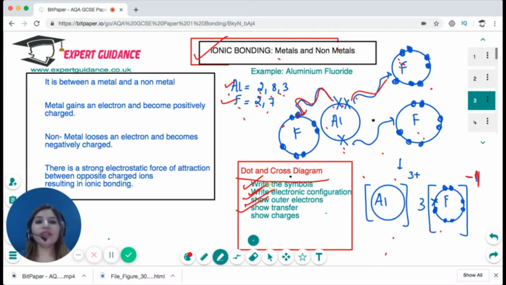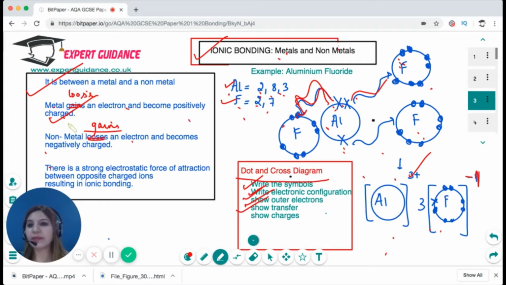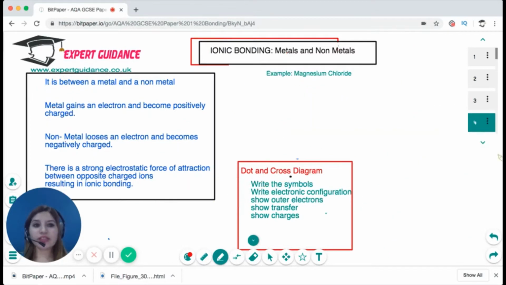Now, whatever we have drawn, we'll write that in a definition. Ionic bonding is between a metal and a non-metal. The metal is losing an electron to a non-metal, and as the metal is losing an electron, it is getting a positive charge. The non-metal gains an electron and becomes negatively charged, and there's an electrostatic force of attraction between oppositely charged ions, resulting in ionic bonding. So the metal loses an electron and becomes positively charged. The non-metal gains an electron, becomes negatively charged, and there's a strong electrostatic force of attraction between oppositely charged ions, resulting in ionic bonding. I hope this dot and cross diagram is clear to you.